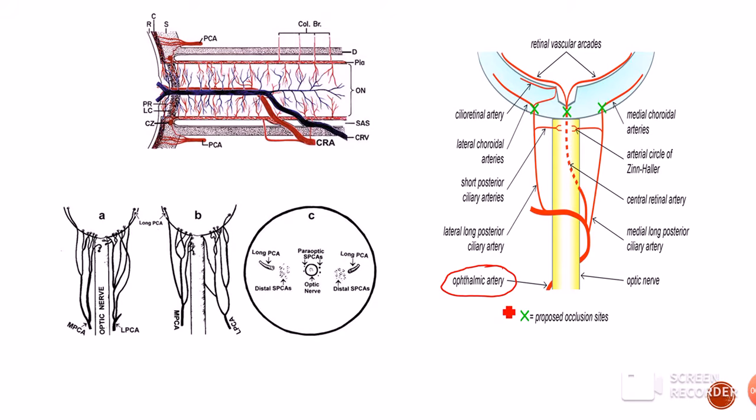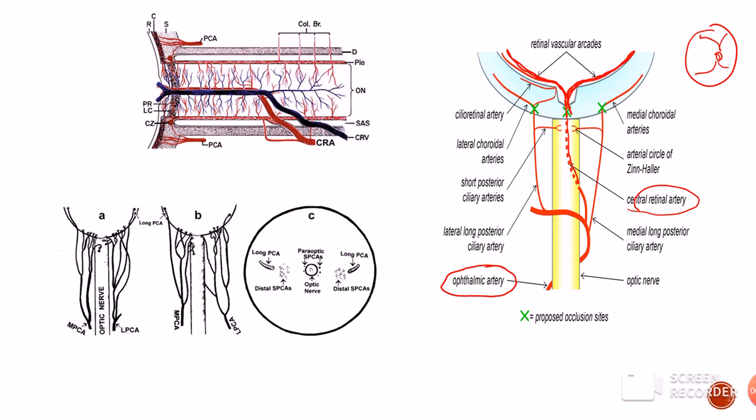There are two main important branches with respect to the retina and the choroid that we need to remember, coming from the ophthalmic artery. These are the central retinal artery, which passes through the substance of the optic nerve and then goes inside and supplies the retina by dividing into the various arcades: superior, inferior, temporal and nasal. So that is the central retinal artery.